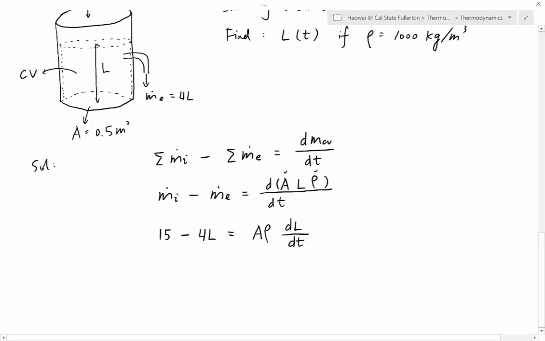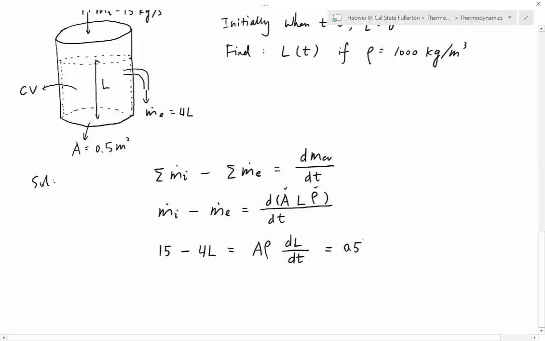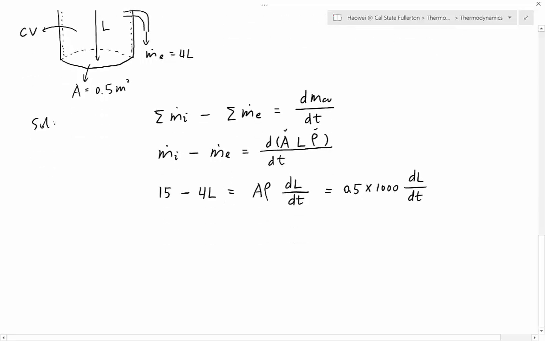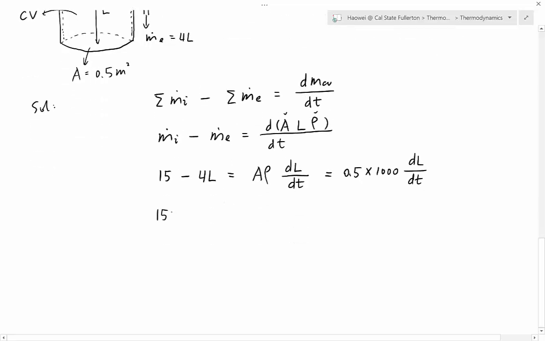Okay, and now let's plug in A. A is equal to 0.5 meters squared, SI unit, times rho. Rho is equal to 1000, dL over dt. So now the equation becomes 15 minus 4L, and the right hand side becomes 500 dL over dt. Okay, so now it's very obvious. This equation is an ODE, an ordinary differential equation.